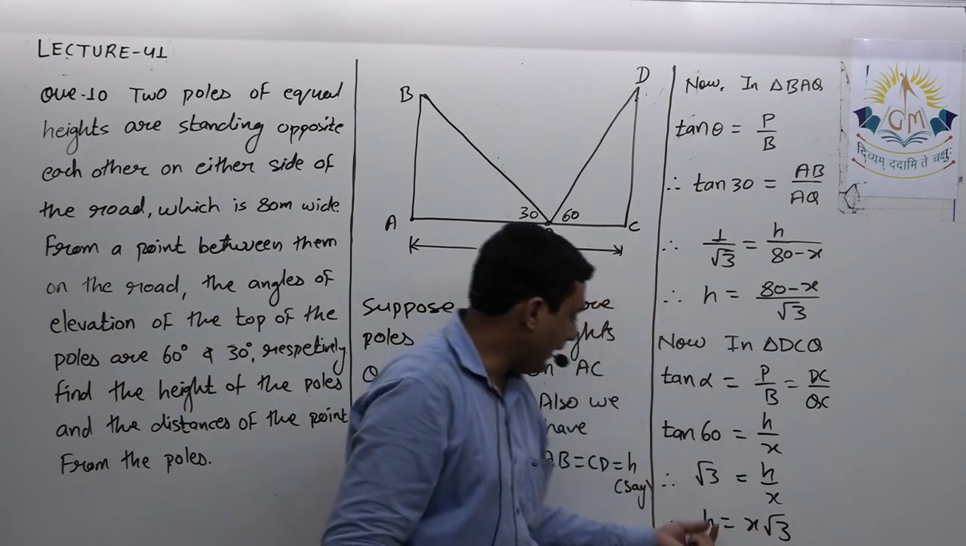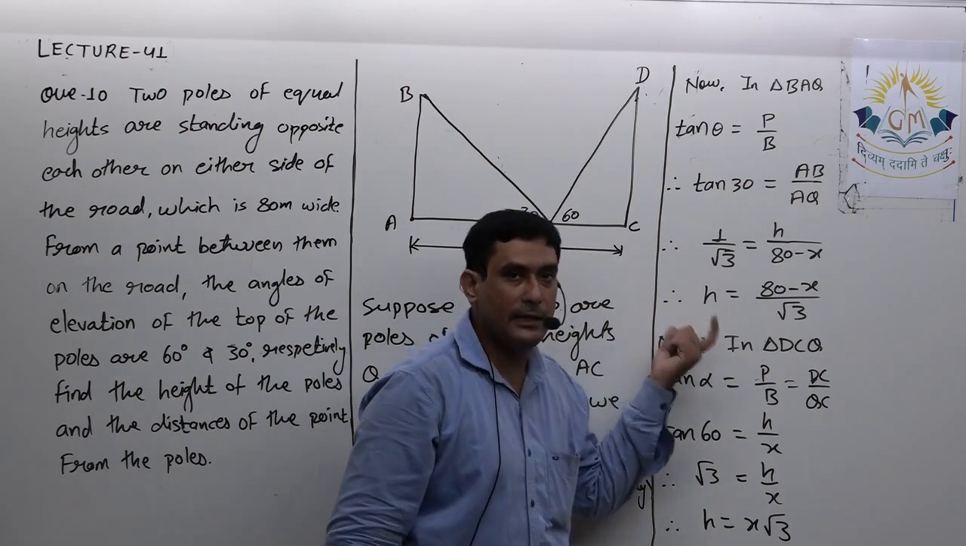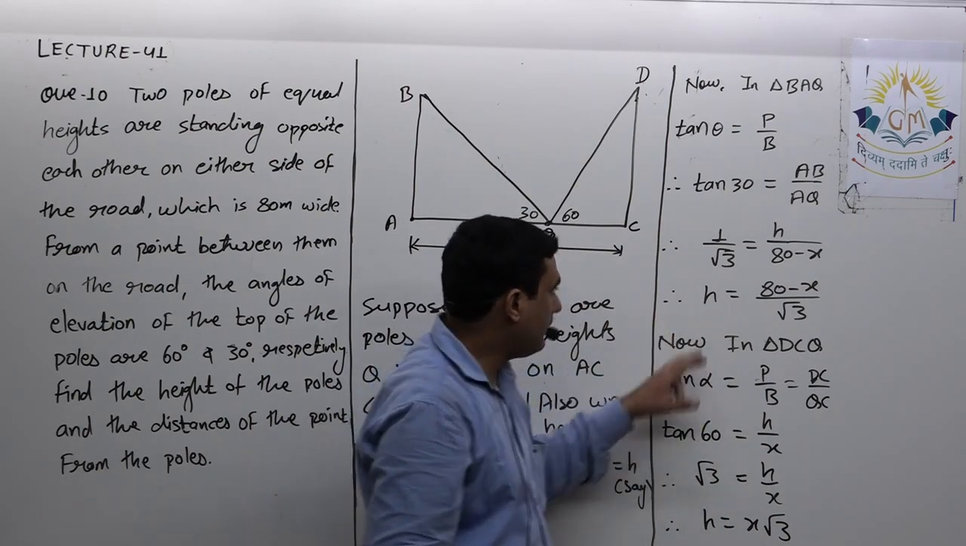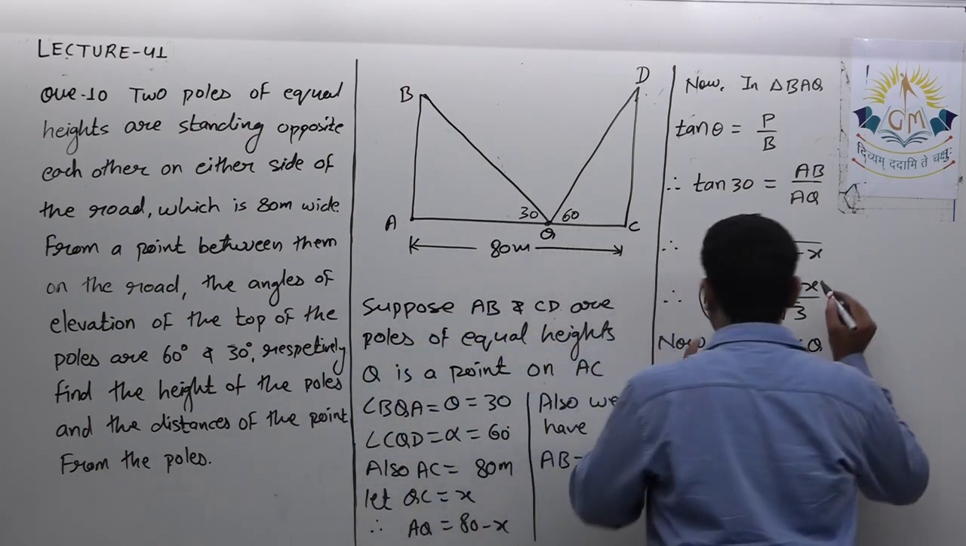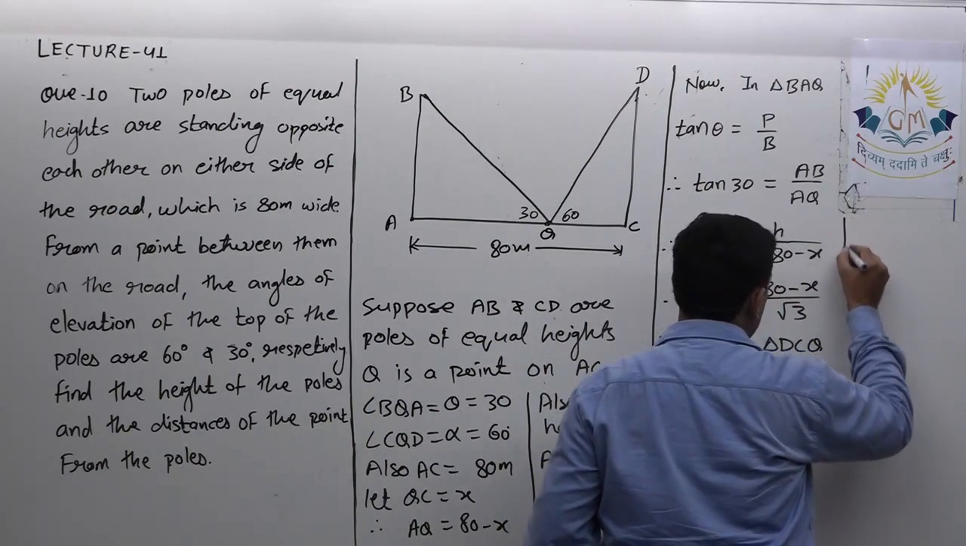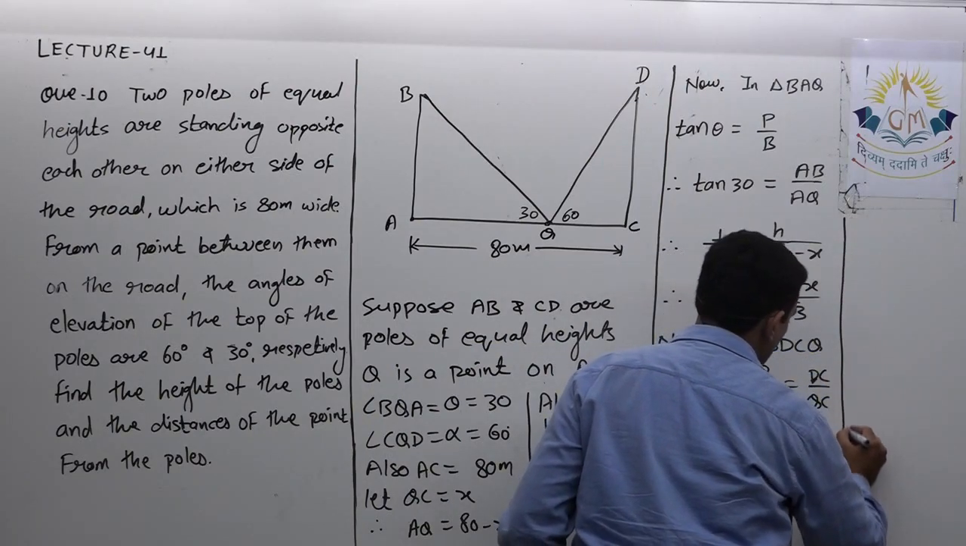So this X root 3, if I put over here, I will get the value of X, and after getting the value of X I can get the value of H. So let us see how to solve it further.